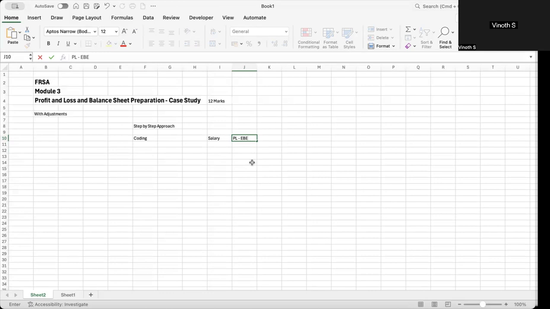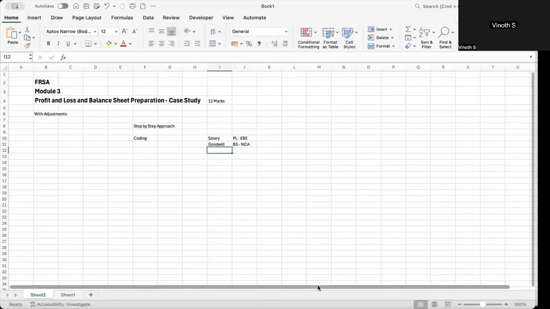The purpose of the coding is that it makes everything very easy to understand and consumes less time. Each and every item can be put under the profit and loss as well as in the balance sheet, so we don't miss a single item when preparing the P&L and the balance sheet. Let me take one more example, goodwill. Goodwill is an asset, generally a long-term asset. It comes under the balance sheet, and long-term assets normally appear under non-current assets, NCA.